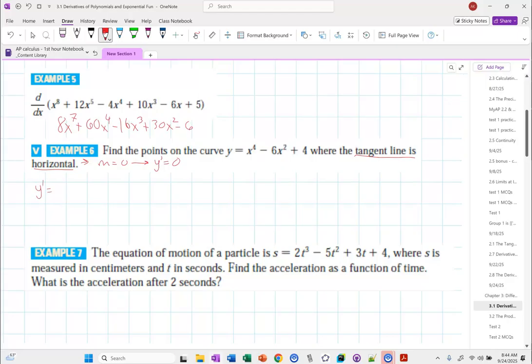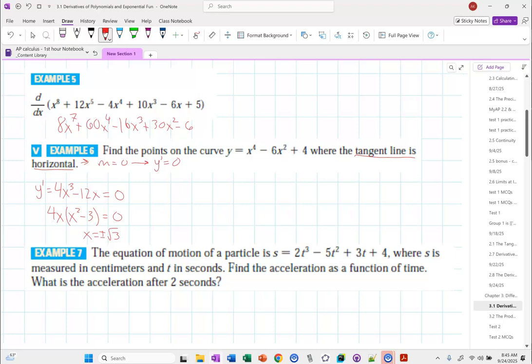Who can tell me the derivative? 4x cubed minus 12x. If I set that equal to 0, how are we going to solve that? Factor. Great. What are we going to do? Take 4x out. Then what? Okay, so plus or minus square root of 3.